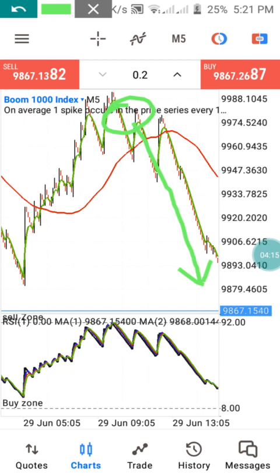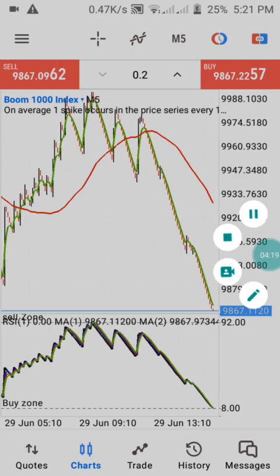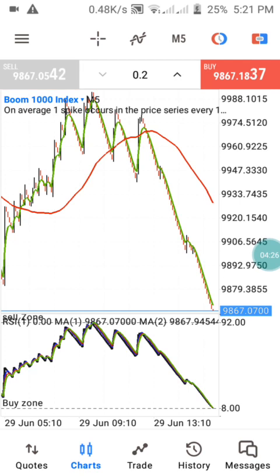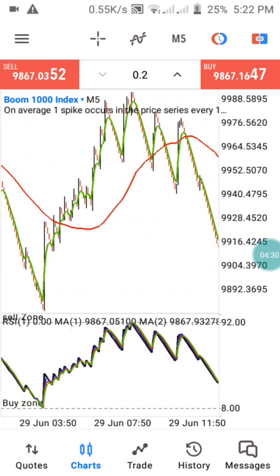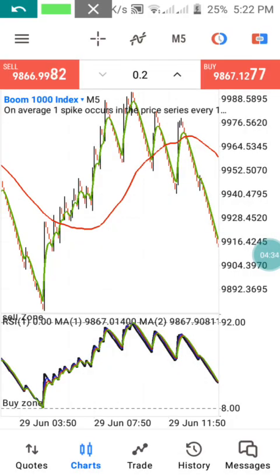And if we are going to be buying, it means we are going to enter on a downtrend and expect our trade to move on an uptrend. So inside this video, I'm going to explain to you how you can use this particular strategy, and the only thing you need to do is to make sure that you follow the price of the market.